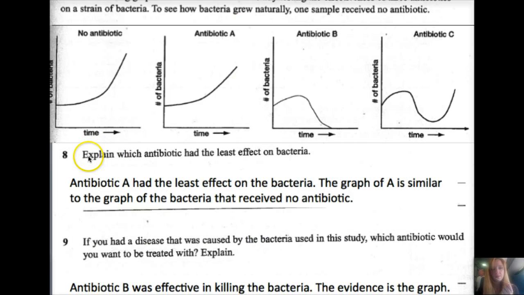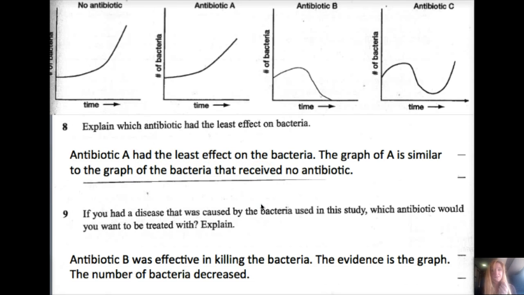Number 8, explain why antibiotic had the least effect on bacteria. We'll explain which antibiotic. If I look over here, this was what it looked like with no antibiotic, but antibiotic A is the one where the bacteria grew the most. It looks like it didn't have much effect. So antibiotic A has the least effect on the bacteria. The graph of A is similar to the graph of the bacteria that received no antibiotic.